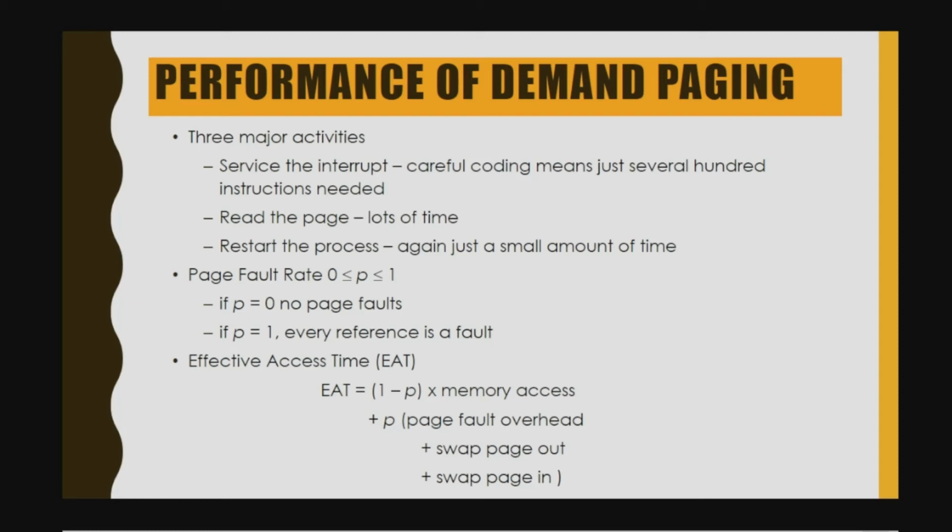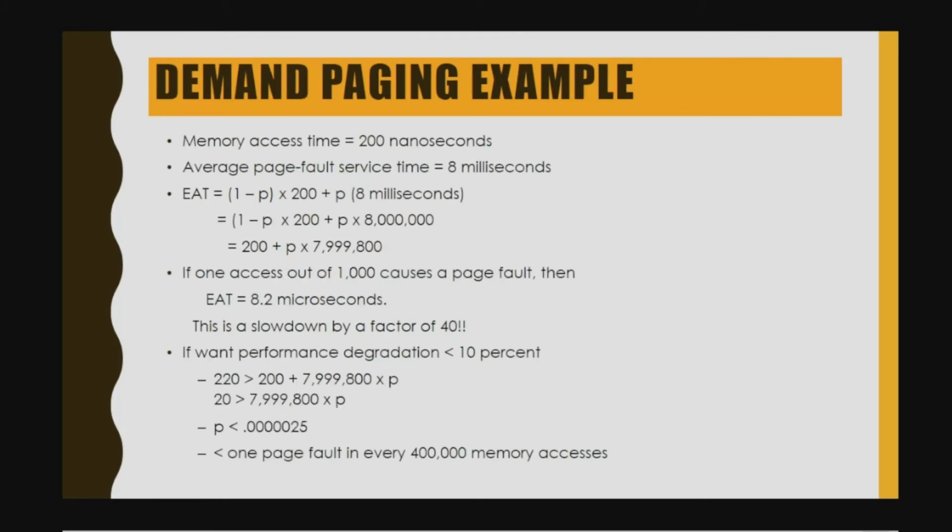So the effective access time, EAT. EAT here refers to effective access time, not estimated arrival time. EAT equals (1 − p) times the memory access time, plus p times the page fault overhead, plus swap page out, plus swap page in.